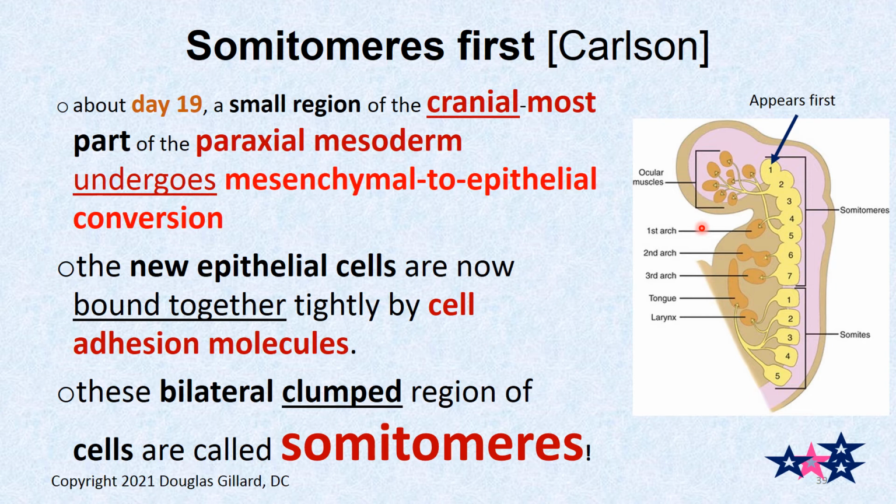Remember these cells are epidermal, right? These are still epidermis cells, or epithelial cells. So the first thing that happens is, they're still mesenchymal, right? Because all mesoderm is mesenchyme. If you want to clump it together, you have to turn it into epithelium. So the first thing that happens is this cranial part, paraxial mesoderm, undergoes mesenchymal to epithelial conversion.